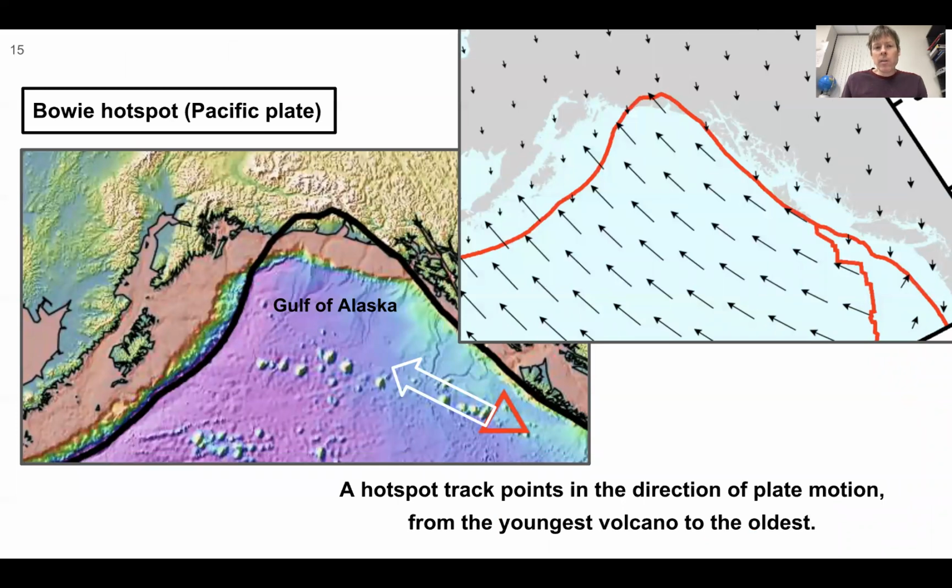We'll see later in the discussion on Alaska more about the Bowie hotspot, but the summary slide is shown here. The Bowie hotspot is shown with this triangle here in the Gulf of Alaska. For reference, Anchorage would be right here. This is Kodiak. And within the plate model, we see also this motion approximately aligned with the hotspot track.